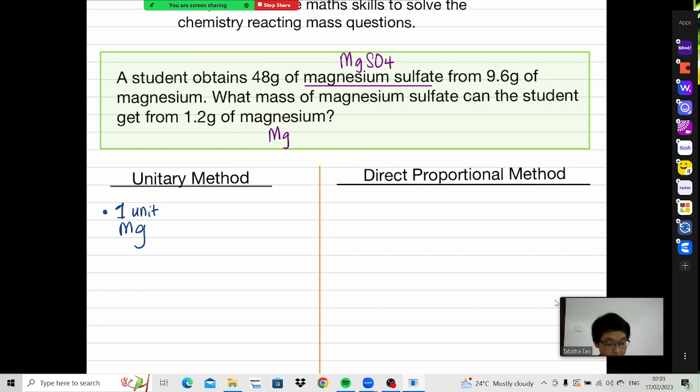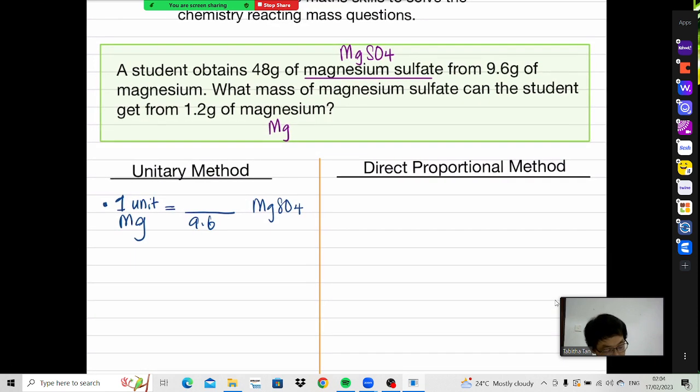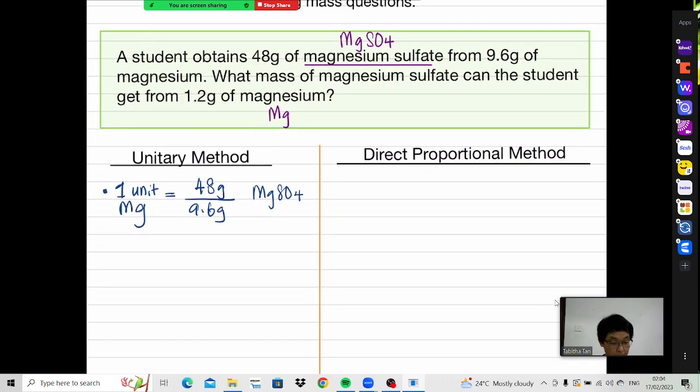So now 1 gram of magnesium can produce how much magnesium sulfate? What you do is divide by how much magnesium. The magnesium used here is 9.6 grams, and this 9.6 grams of magnesium produces 48 grams. Awesome, right? So now this 1 unit of magnesium produced this much magnesium sulfate.